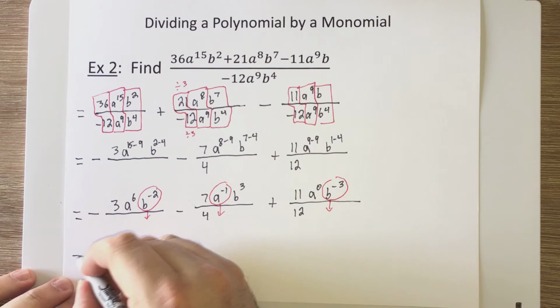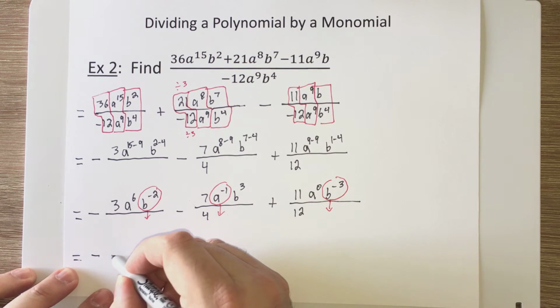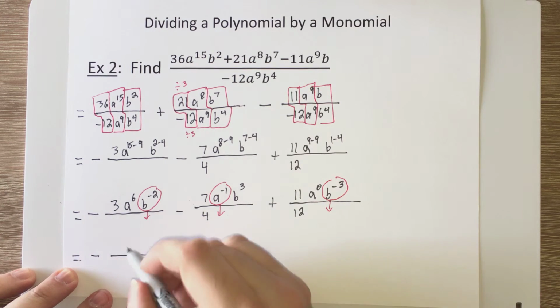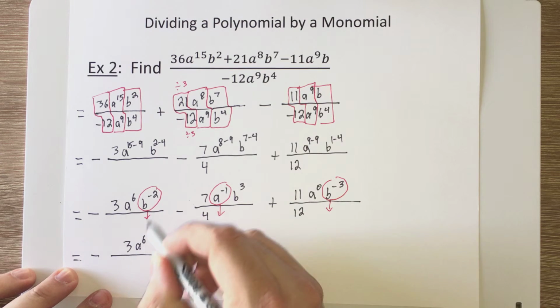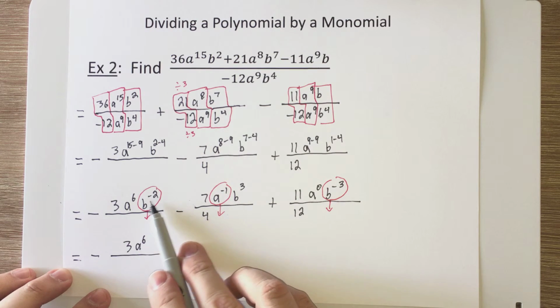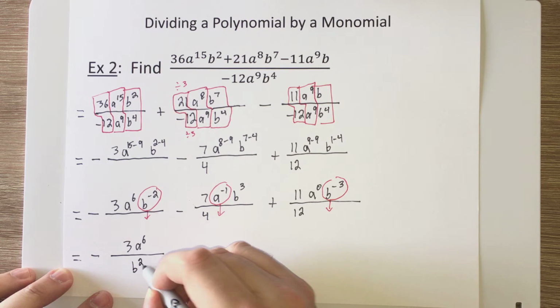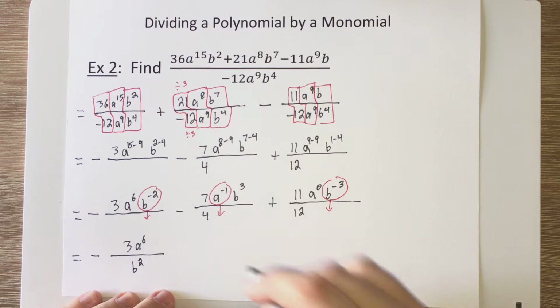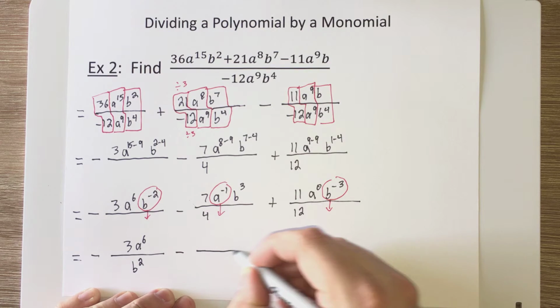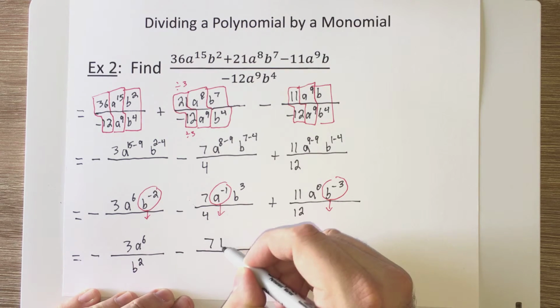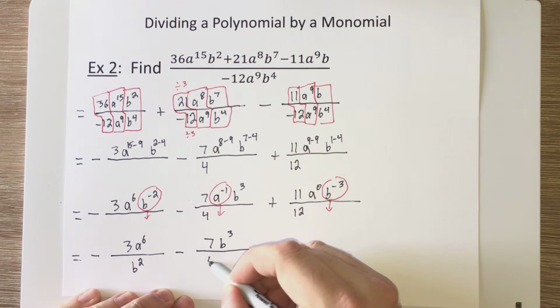Okay, so let's see what stays on top. The 3 and the 8 and the 6 stay on top. You're going to move that to the bottom. When you move that to the bottom, the negative 2 power is going to turn into a positive 2 power. It's going to be the positive 2 here. Okay, then minus over here, let's see. The 7 stays on top, the b to the third stays on top, the 4 stays on the bottom.